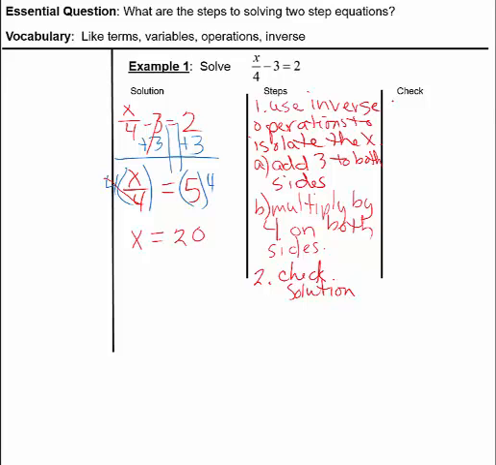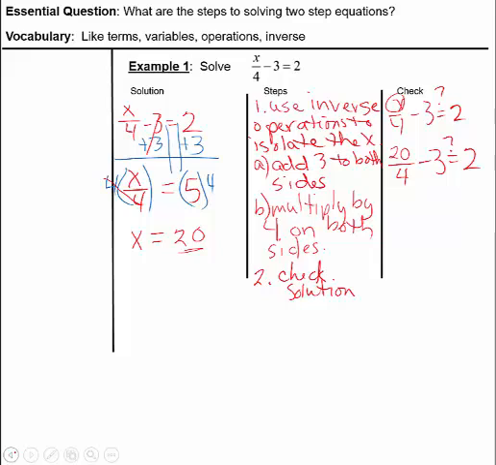When you're checking a solution, you start with the equation. So x over 4 minus 3 equals 2. The x becomes the 20. This is just like evaluating expressions. You substitute 20 in for the x variable, so the 20 goes on top. Divide by 4 minus 3 equals 2.